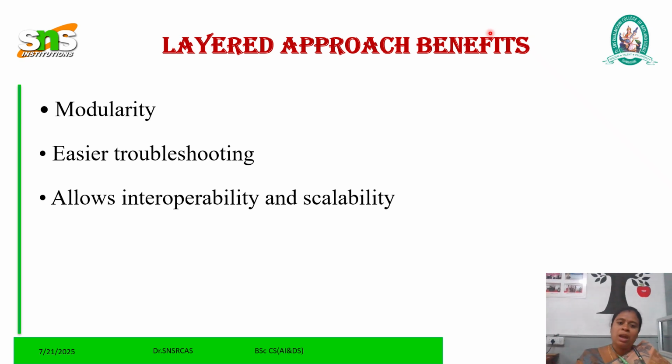Next one, modularity and independence. Changes in one layer do not affect other layers. For example, you can update the physical network hardware, layer 1, without changing the email protocol, the application layer. Easy troubleshooting and maintenance. The problem can be isolated to a specific layer, making debugging faster and more efficient. Standardization. Each layer handles standardized protocols, ensuring compatibility and interoperability between different systems and vendors.